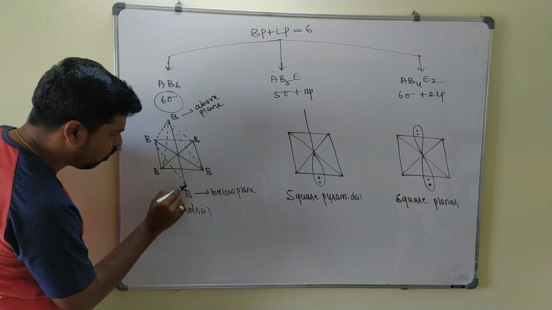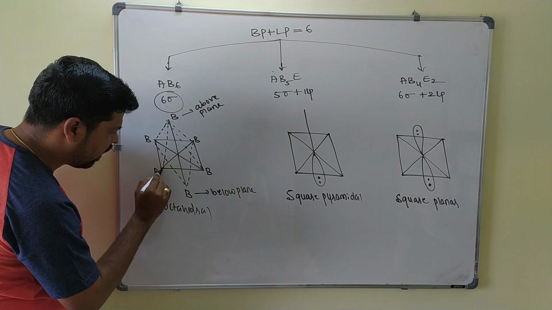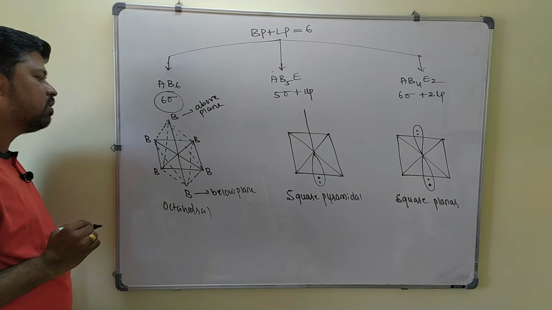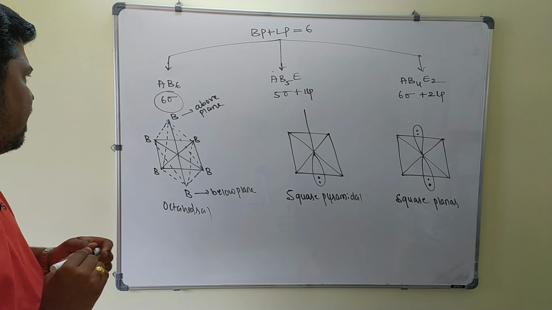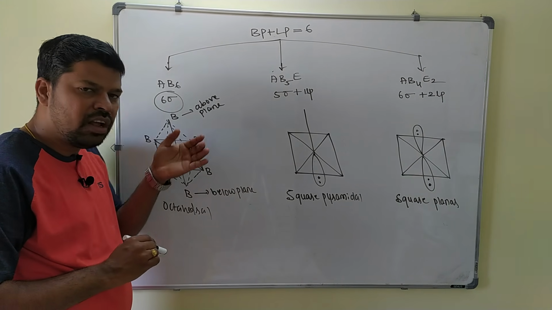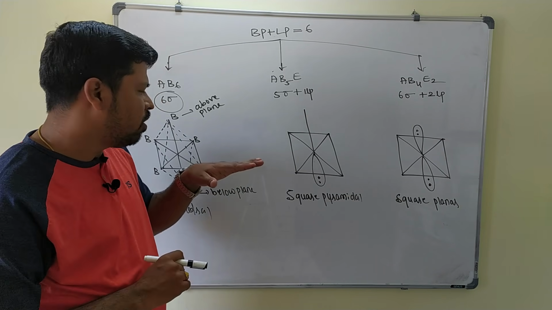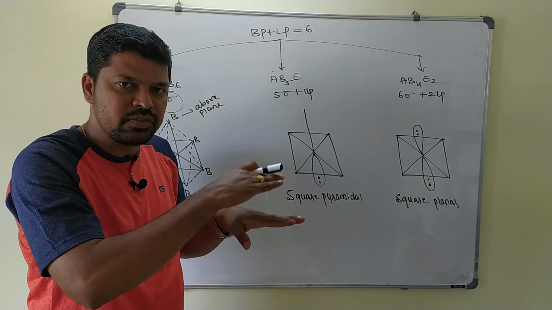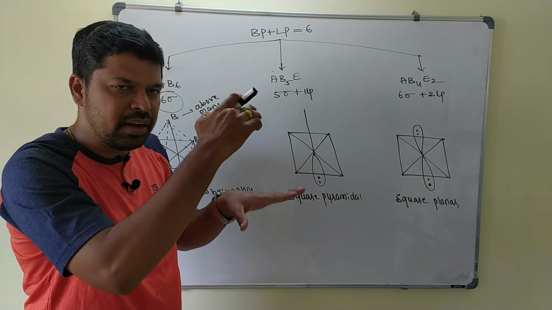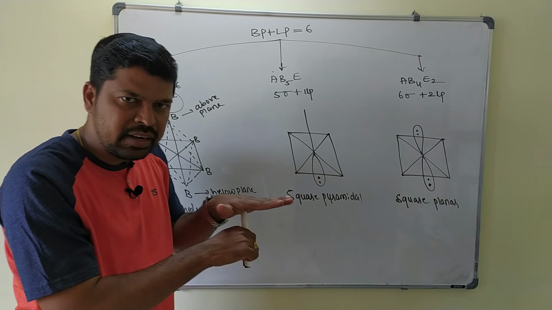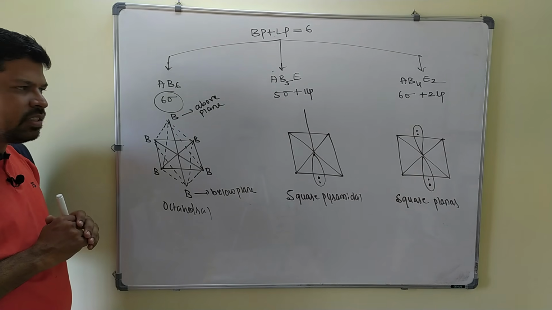So the shape of the molecule will be what? We call it octahedral. This is the octahedral shape here. Any molecule having 6 sigma bonds, out of that 6 sigma bonds, 4 sigma bonds will be arranged in the square plane, and one will be above the plane and another will be below the plane. That type of molecule has an octahedral shape.